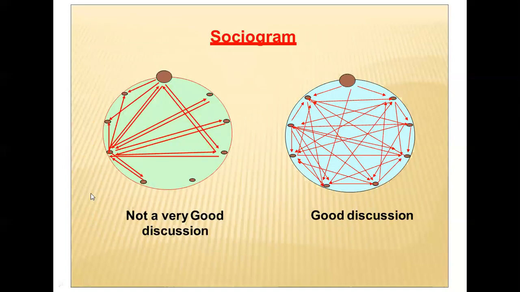In the group discussion, this is the one who is leading the group. There are so many members here, but this person is communicating only with this person, and this person is communicating only with the leader, and the leader with him. They are only communicating in pairs. This is not a very good discussion. But if you see this sociogram, each and every one is discussing with each other. This is the pattern of a good discussion.